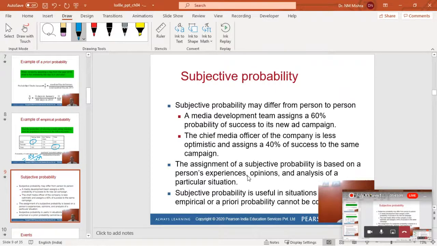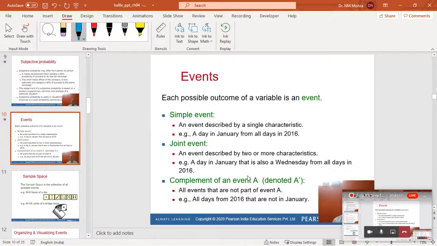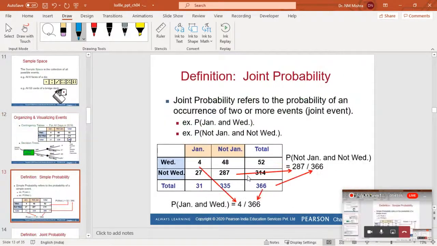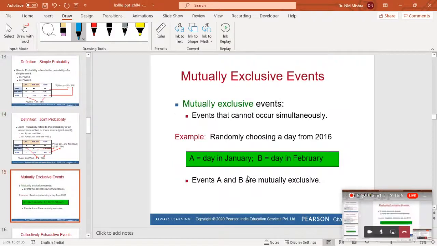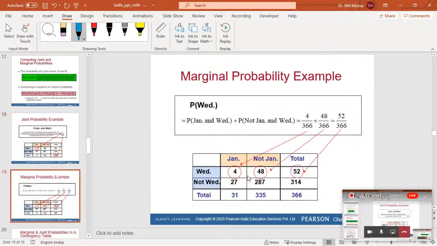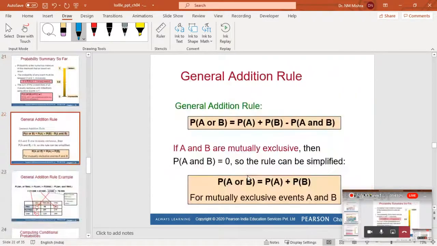The remaining part, I think all of you have already learned: simple event, joint event, everything I explained to you, how to calculate the simple probability, how to calculate the joint probability, what are mutually exclusive and collectively exclusive events, how to find the conditional probability, and what is Bayes theorem. Everything I explained. With this, I am concluding the journey of your probability. Next class, we will discuss the two different types of probability distribution: discrete probability and continuous probability.